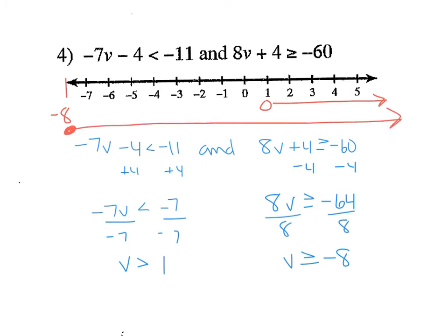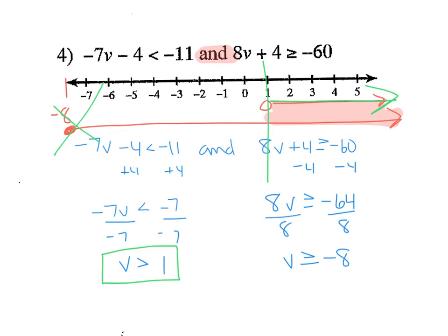Okay, so now on an and statement, where do they overlap? They overlap right here. Okay, so my answer is going to be everything from here over. Okay, I am not including that negative 8 in my answer because it's not overlapping out there. So my final answer here is just going to be v is greater than 1.